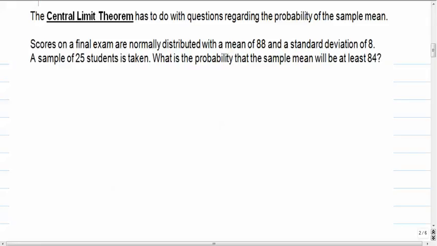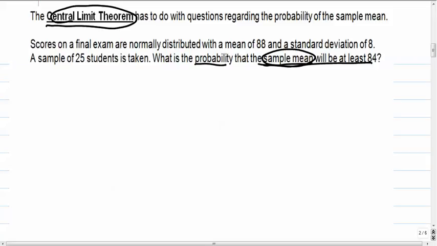The next type of probability question associated with the distribution is the probability about the sample mean being between, greater than, or less than some number. When we're talking about the probability associated with a sample mean, we're talking about the central limit theorem.